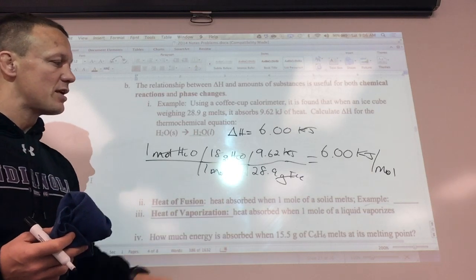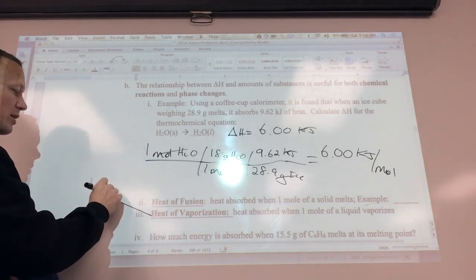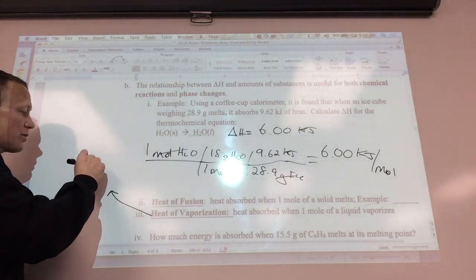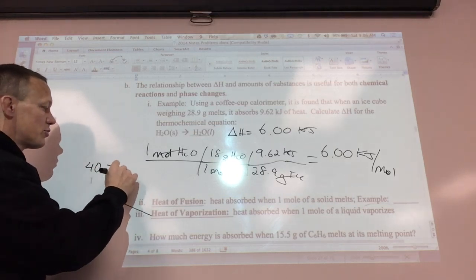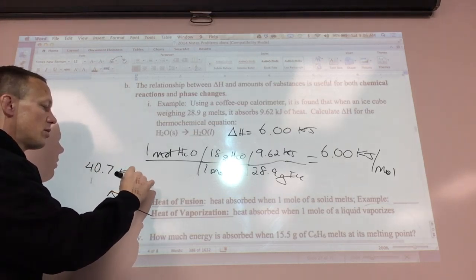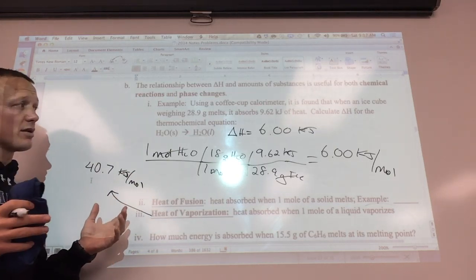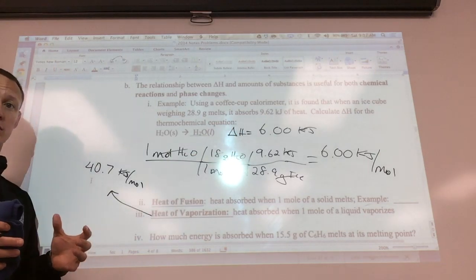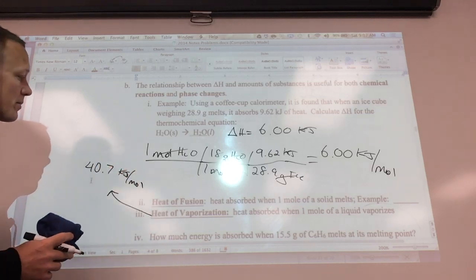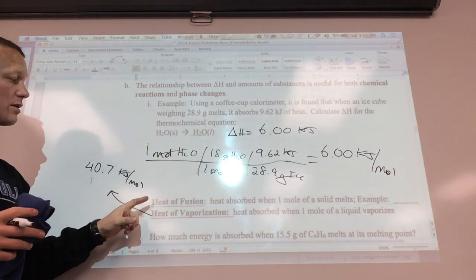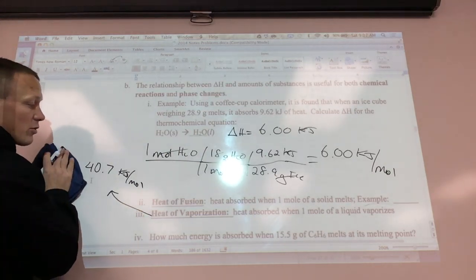The heat of vaporization is the heat required to make 1 mole of liquid evaporate. Well, the heat of vaporization for water is 40.7 kilojoules per mole. So notice it takes a lot more heat to make a mole of water evaporate than it does to make a mole of ice melt. You have to add a lot more heat to make water evaporate than to make ice melt. So heat of fusion is melting ice, heat of vaporization is making water turn into steam, or any liquid turn into vapor.